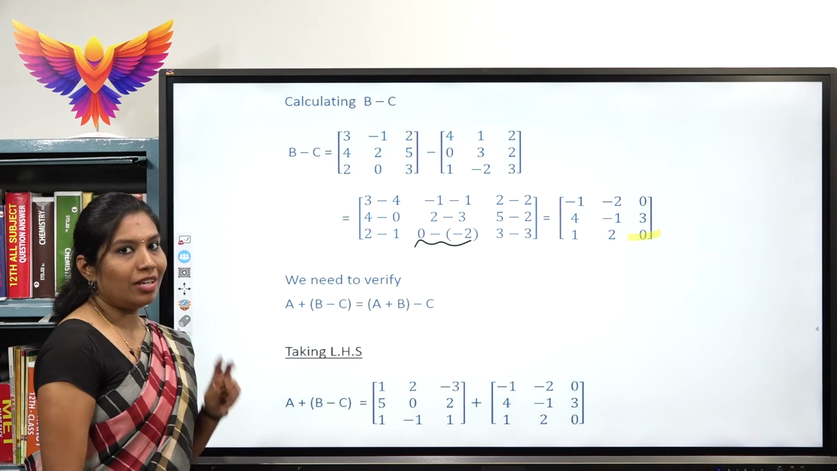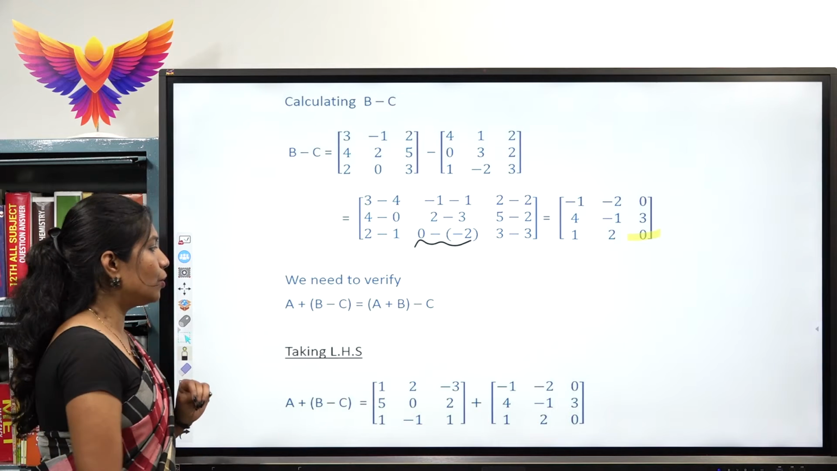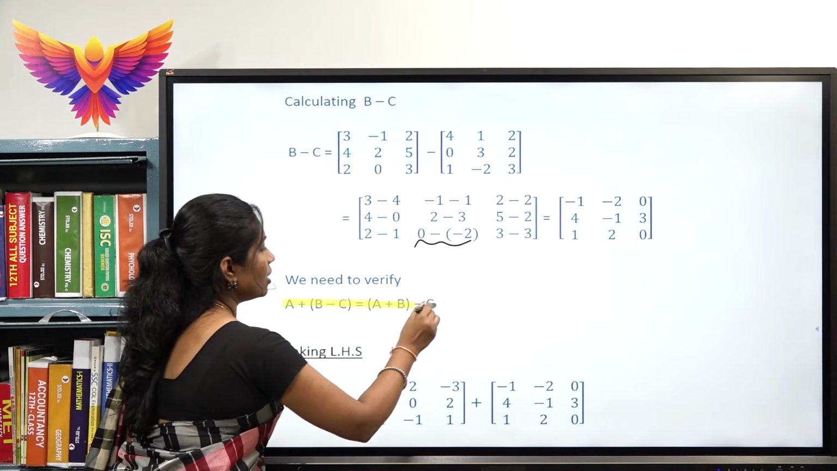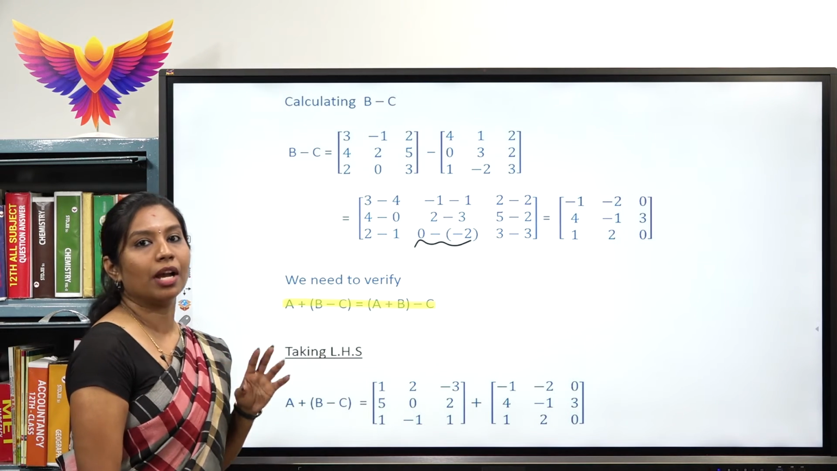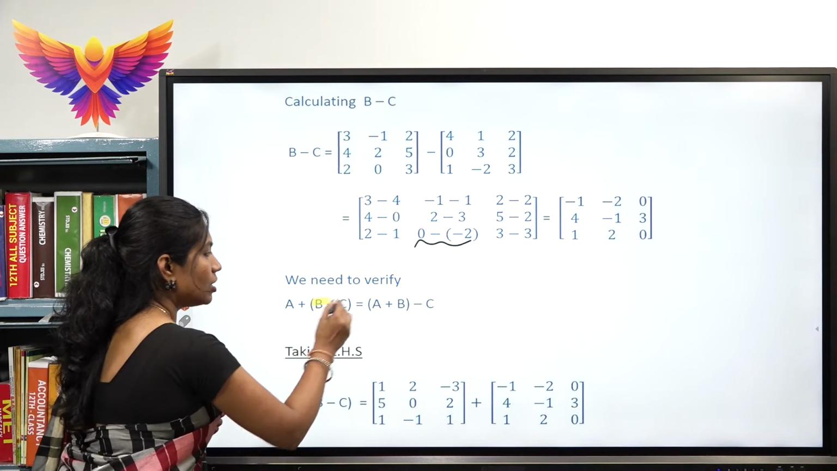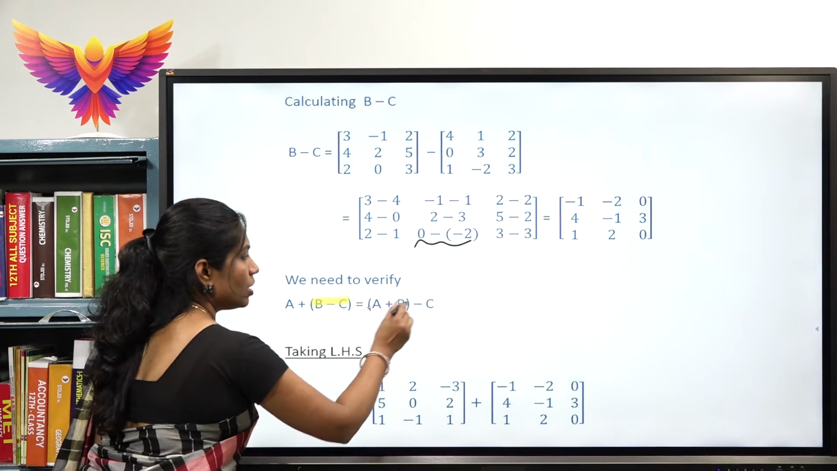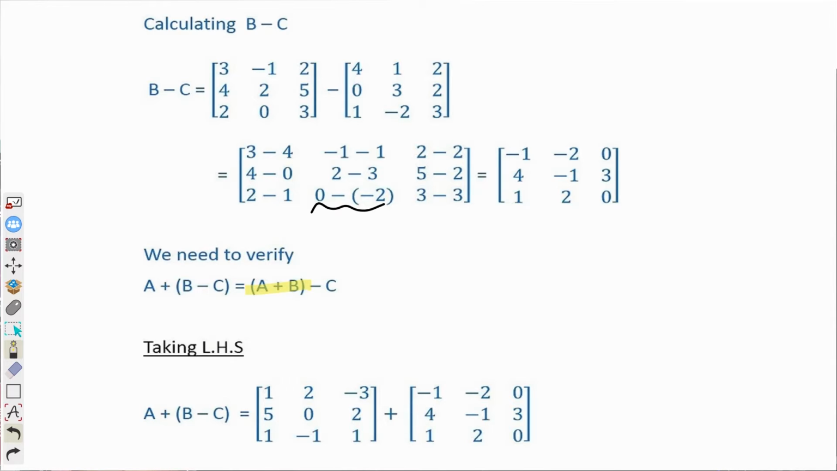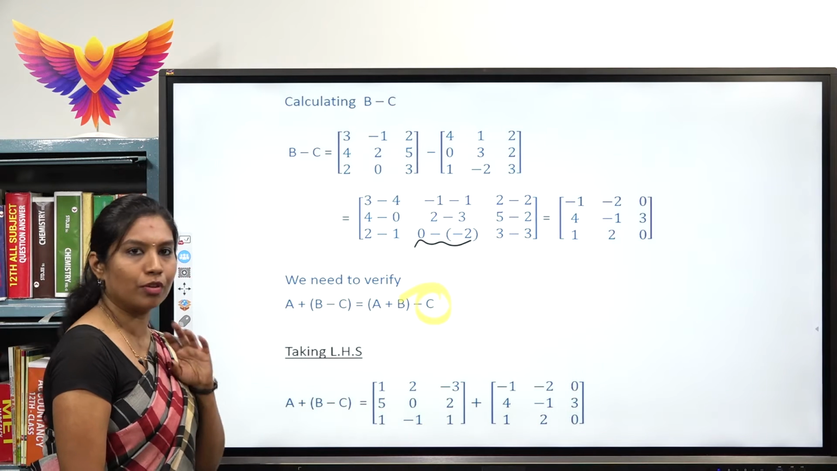We need to verify the third case they have asked here. We need to verify A plus B minus C is equal to A plus B minus C. This we need to check out. So, we already got what is B minus C. We already got what is A plus B. So, substitute that A plus B and substitute that B minus C and then add with the matrix A with the matrix C. That is what we are supposed to do.